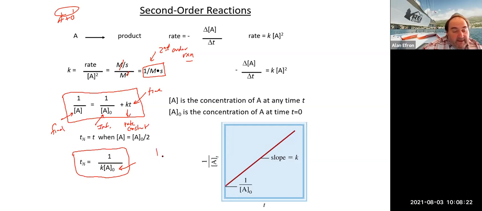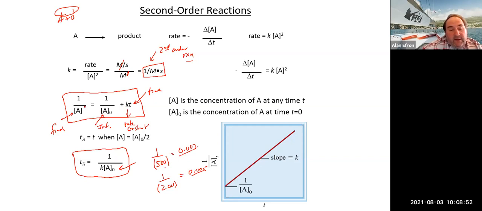If you do 1 over 500 for, say, our initial concentration, that gets you 0.002. 1 over, say, 200 for the initial concentration gives 0.005. And you can see again, a larger number results in a faster half-life, and a smaller number a little longer half-life. So the concentration does make a dependence on this.